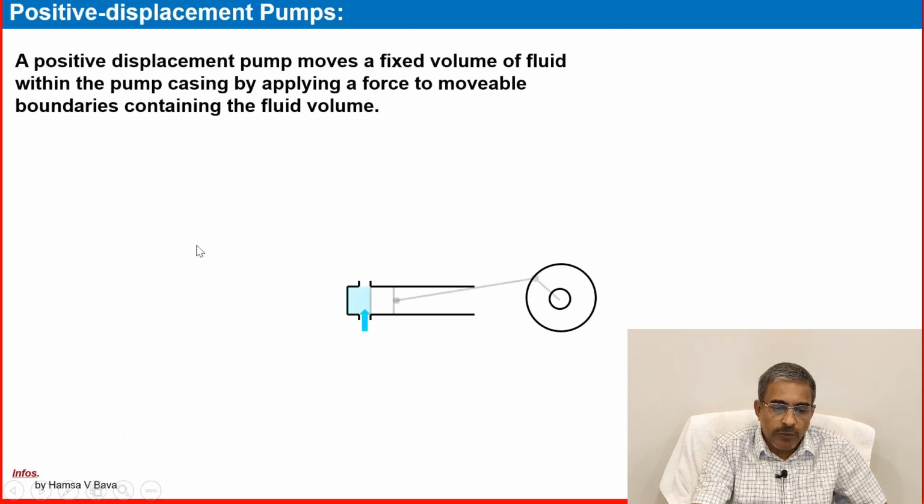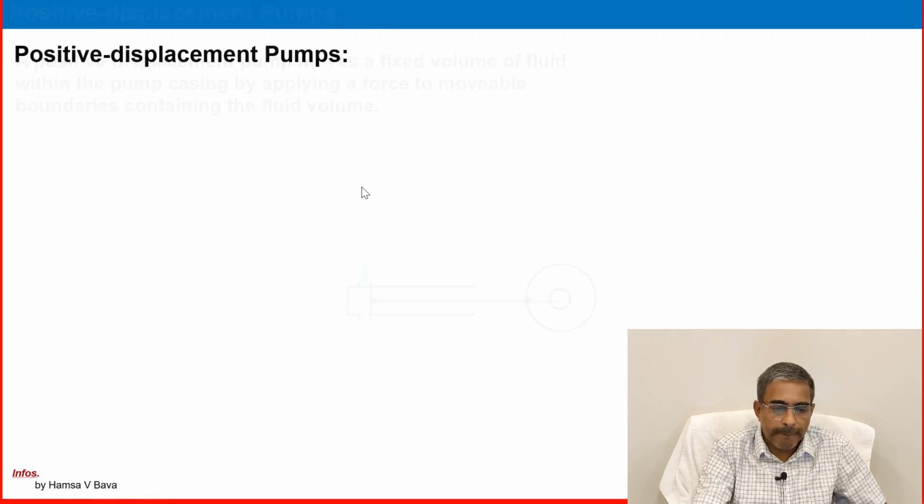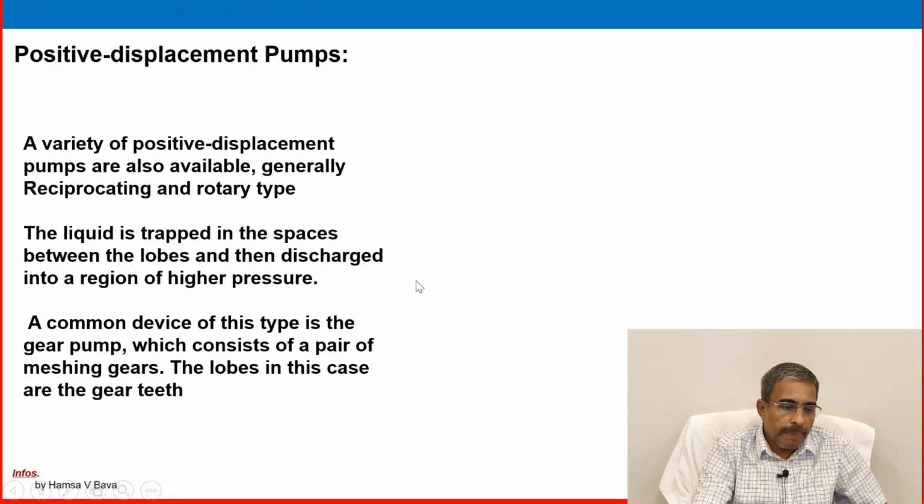Turning to the positive displacement pump, look at the picture. It is a different principle by which it is working. We will discuss that one. A positive displacement pump moves a fixed volume of fluid within the pump casing by applying a force to movable boundaries containing the fluid volume. A variety of positive displacement pumps are also available, generally reciprocating and rotary type.